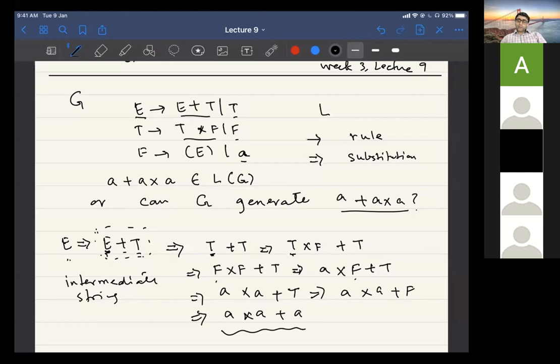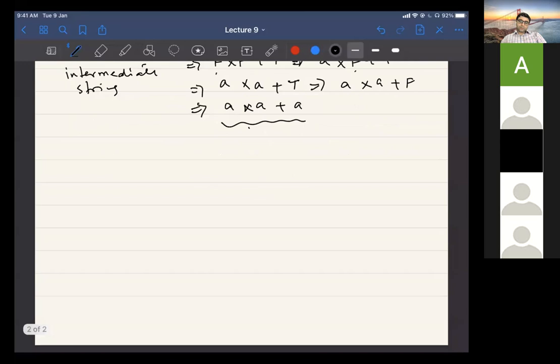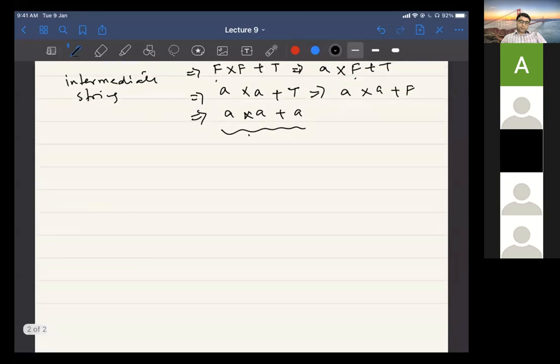So I made a mistake, and that mistake was I had to derive this string rather than this string. So let me do it again. So let me write this grammar once again here. It is E plus T or T. T is T times F or F. F is A. And we have the string A plus A times A.